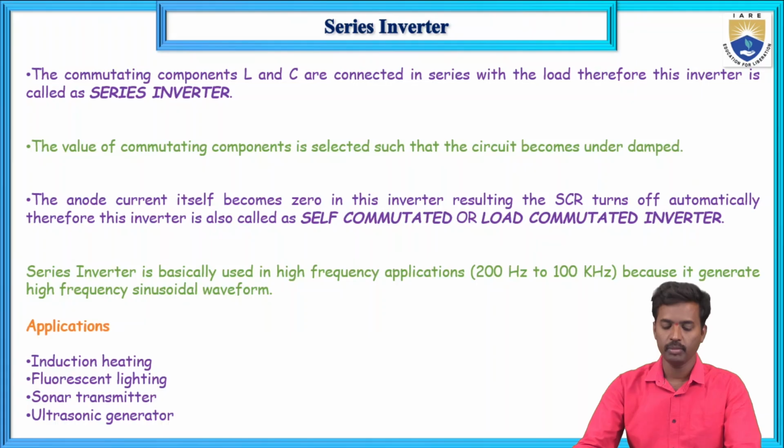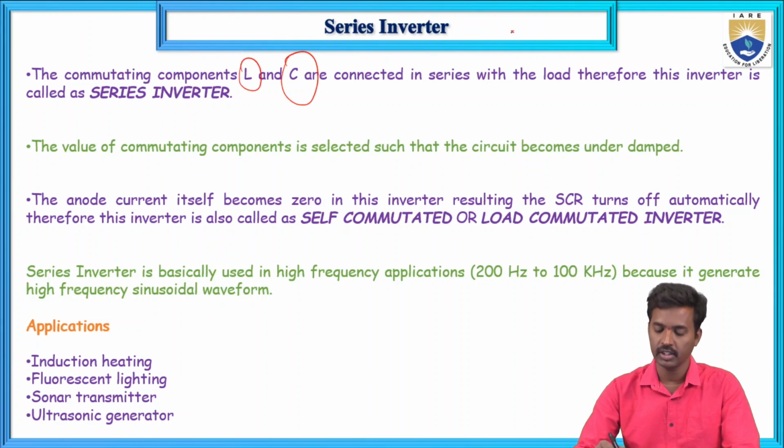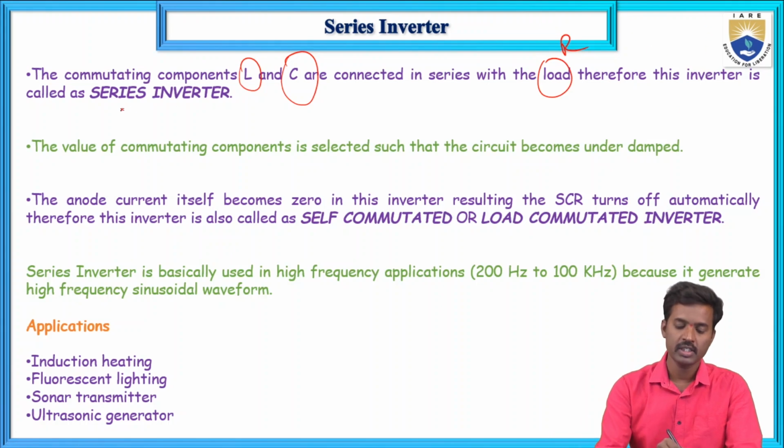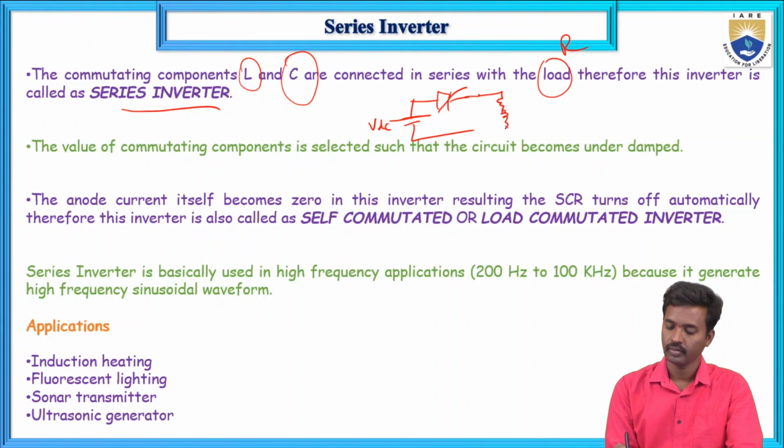So first, what is the series inverter? In a series inverter, the commutating components, that means the inductor and capacitor, are connected in series with the load, that is R. Then that inverter is known as a series inverter. Here this is the inverter, this is the load, the commutating elements inductor and capacitor, and the load RLC, and this is another thyristor.